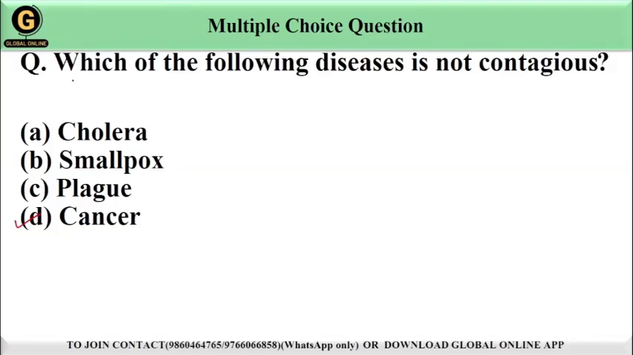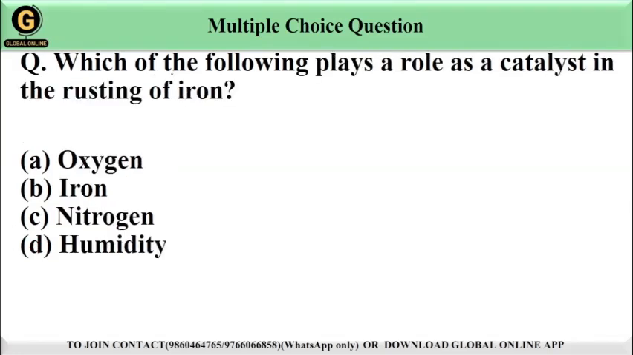Which of the following plays a role as a catalyst in rusting of iron? We have options here. Option A, oxygen. Option B, iron. Option C, nitrogen, and option D, humidity.